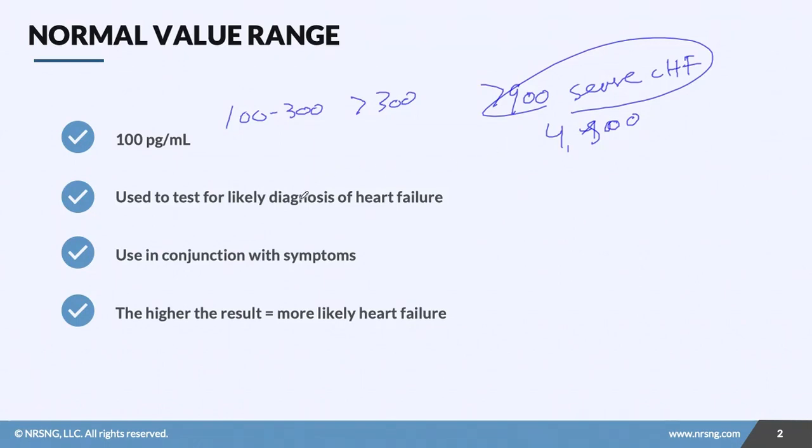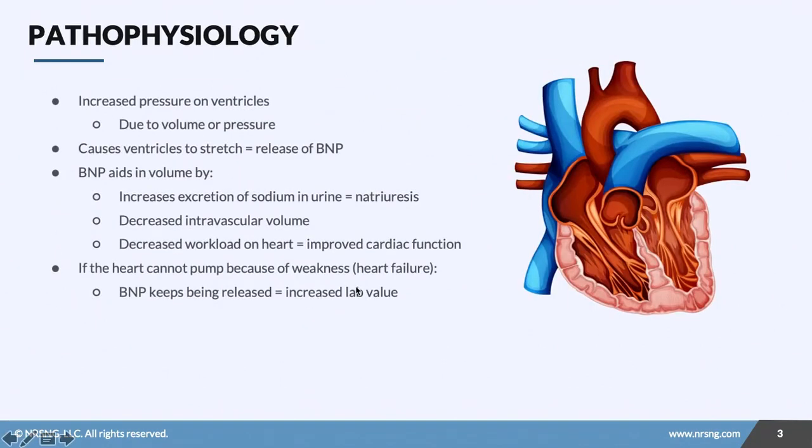Now, it's used to test the likely diagnosis of heart failure. So when we see these levels, we're saying, okay, it's really likely that this patient has heart failure, but we want to make sure we're checking with other symptoms in these patients. We're looking for symptoms. We're looking for other tests, doing x-rays and things like that we'll talk about in a minute, but it's going to give us the likely diagnosis of heart failure. And again, the higher the result, the highest I've seen is 4,500, the more likely the diagnosis of heart failure for this patient.